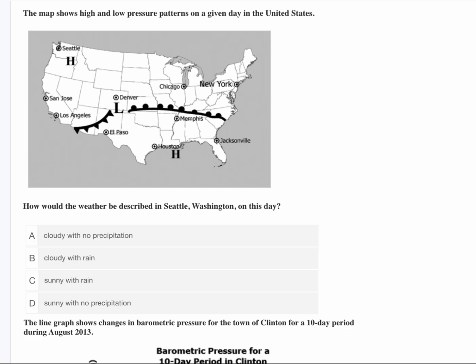The map shows high and low pressure patterns on a given day in the United States. Map: Seattle, San Jose, Los Angeles, Denver, El Paso, Chicago, Memphis, Houston, New York, Jacksonville. How would the weather be described in Seattle, Washington on this day? A. Cloudy with no precipitation. B. Cloudy with rain. C. Sunny with rain. D. Sunny with no precipitation.